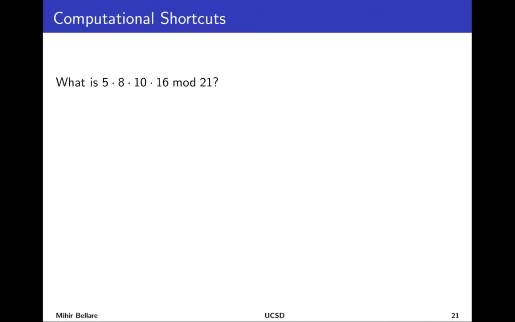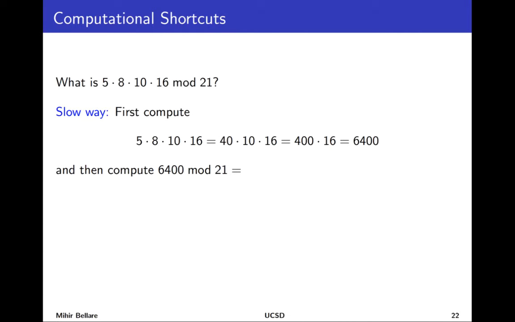take the result mod 21. Well, naively, how would you do this? Well, you would multiply all of them, and that could take a little bit. Maybe you'd need a calculator, but 8 times 5 is 40, times 10 is 400, then you have to do 400 times 16, and it turns out the result is 6400. And then finally you would compute that mod 21.